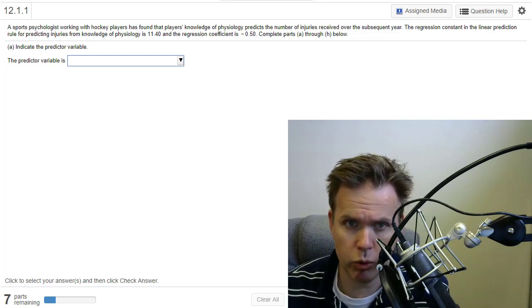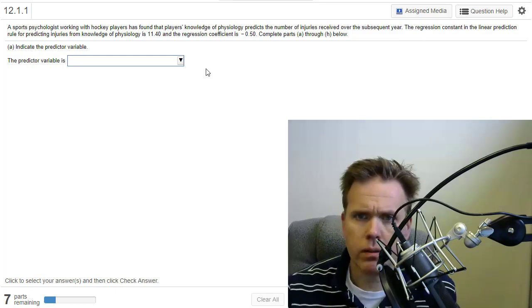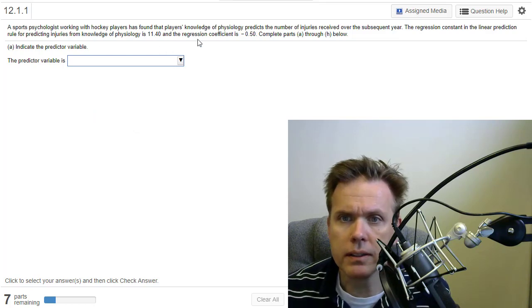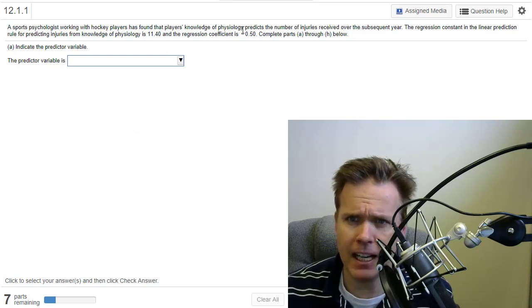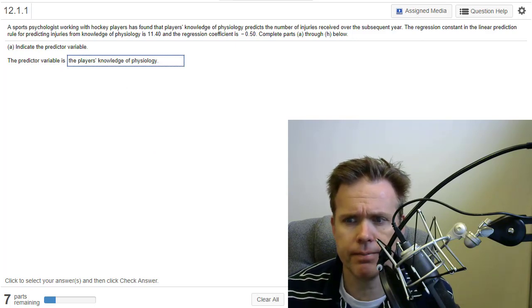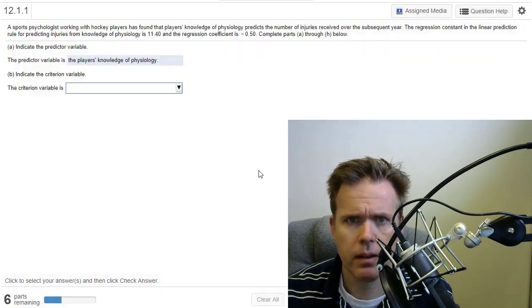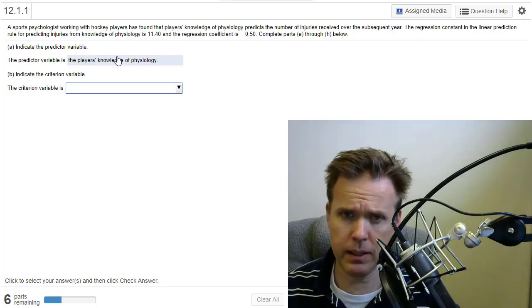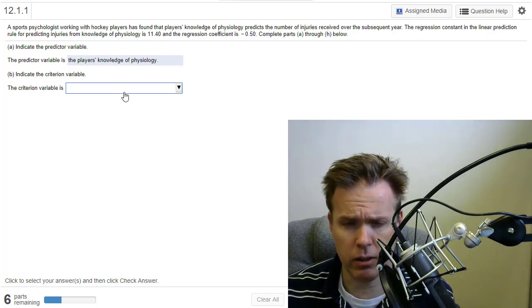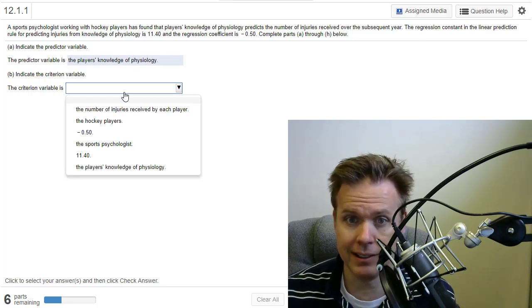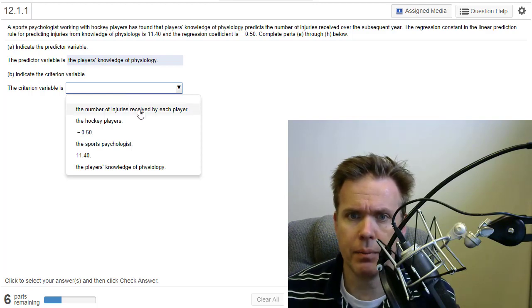So we got a lot of parts here. We'll go through these one at a time. So our predictor variable is the player's knowledge of physiology. The predictor variable is also called the explanatory variable in many contexts. The criterion variable is also often called the response variable. So what are we measuring here? The player's knowledge and the number of injuries they receive, right?